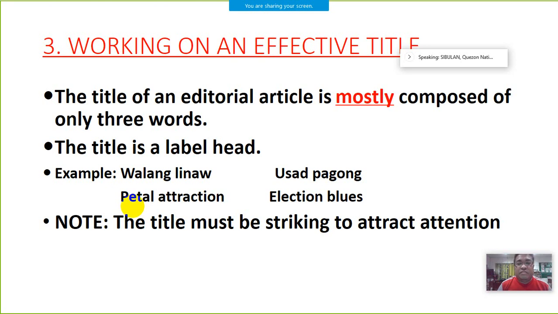So in short, it does not follow the SVO pattern just like in news and sports. The title of editorial is like a clause or a phrase. Say for example, Killing It Softly or Remembering Miriam Santiago. So it's as much a label as that. So I have samples here. So I have Petal Attraction.